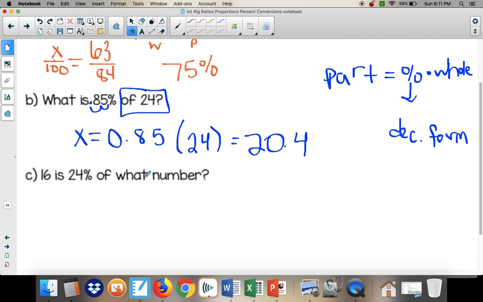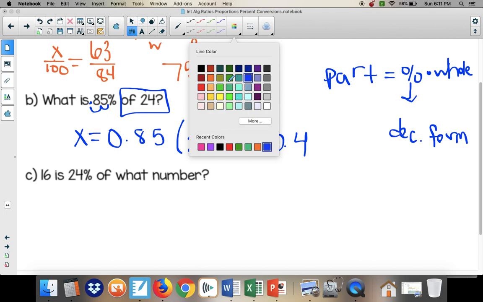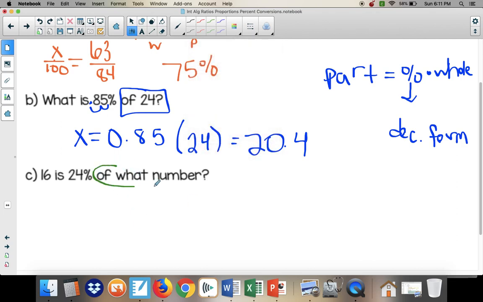All right, so 16 is 24% of what number? So this time we are trying to find the whole. 16 is your part, and 24 is, of course, your percent. So you can set it up either way. You can set it up where you are in the percent proportion or the equation.